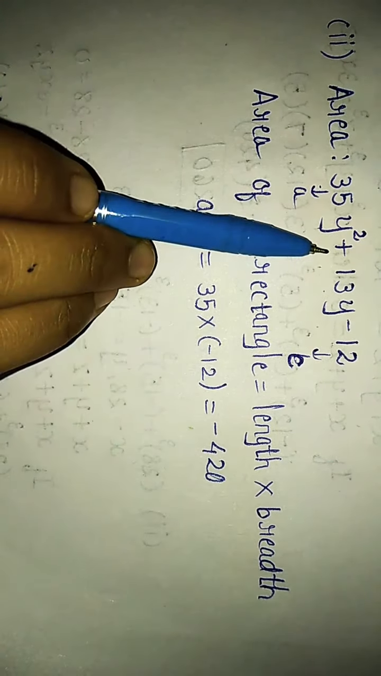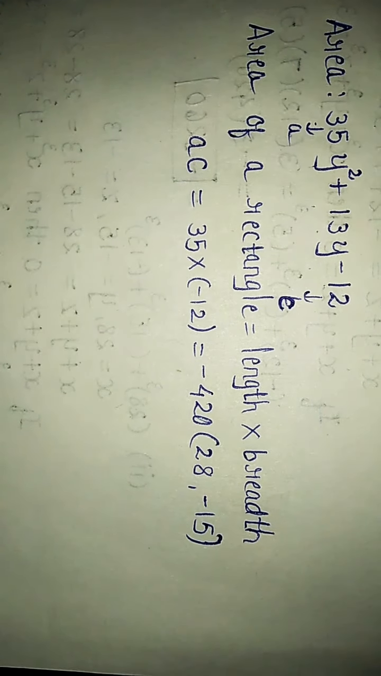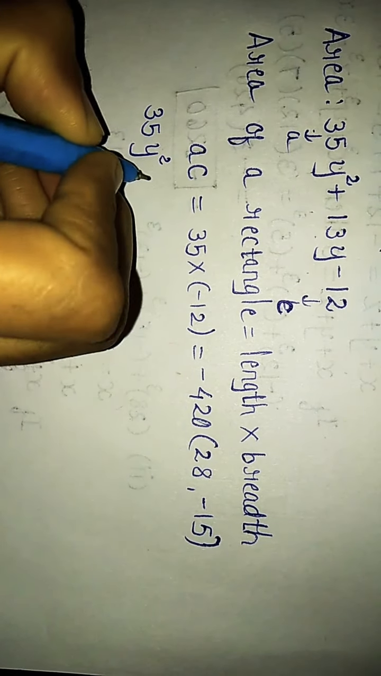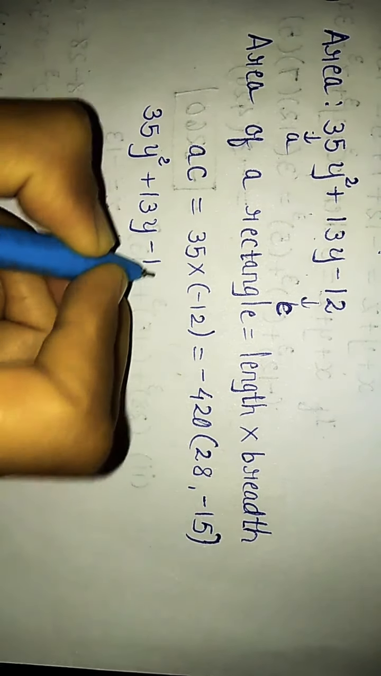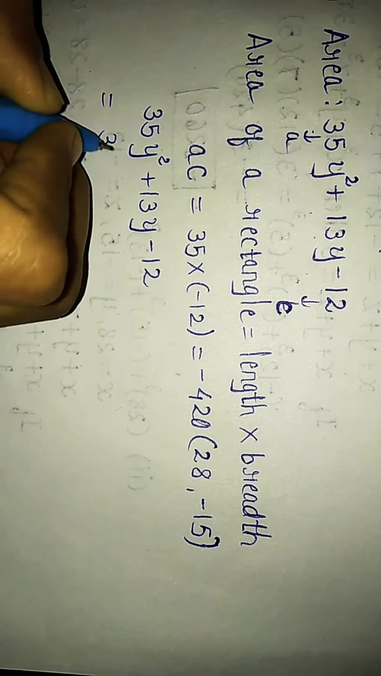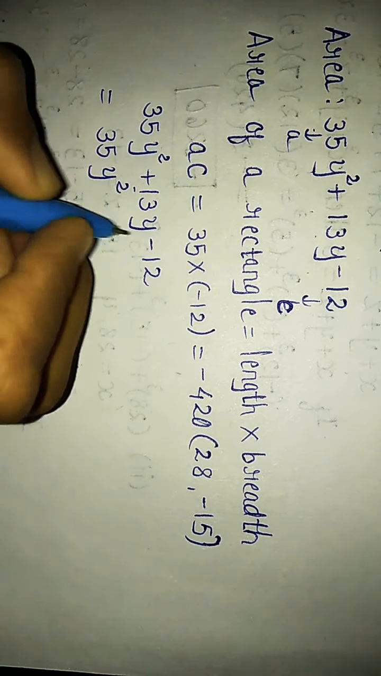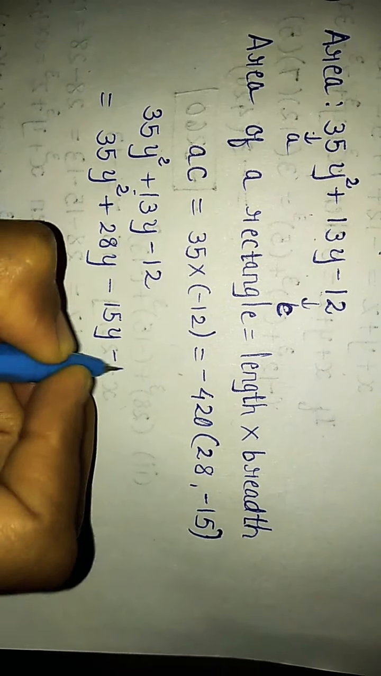So you have to think and find the answer. We will use 28 and minus 15. 28 into 15 gives us 420. 28 minus 15 gives us plus 13. Okay, so these factors we will use. Now we will write 35y square plus 13y minus 12. Let us write 35y square, in place of 13y we will write plus 28y minus 15y minus 12.